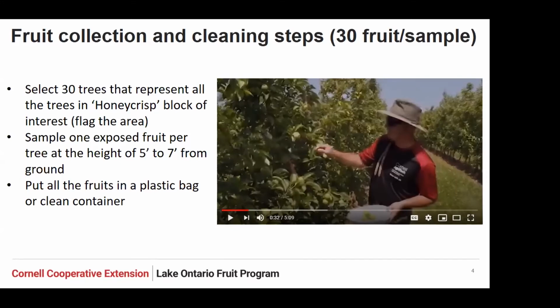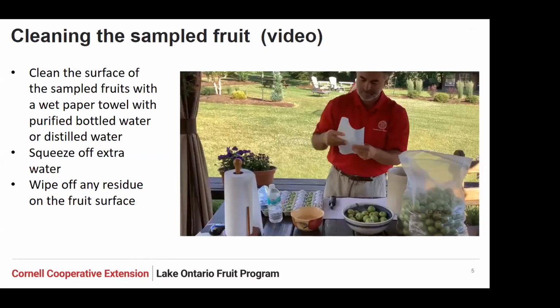And hopefully you can also tag the 30 trunks of those trees at the bottom, close to the ground, just to make sure that you know exactly where you are sampling. Put all the fruit in a plastic bag or in a clean container like I'm doing there in the video. Once you have your sample, like my 30 fruitlets in that little bowl, you're going to clean the surface of the fruit with a wet paper towel with purified water that you can get at any store, Tops or Wegmans, or you can get distilled water.